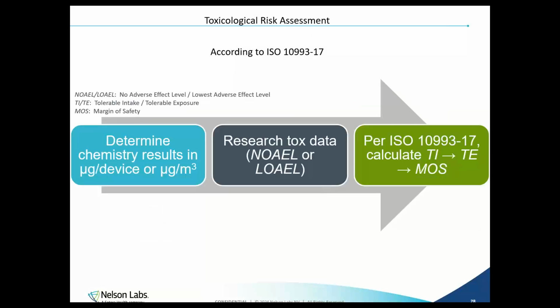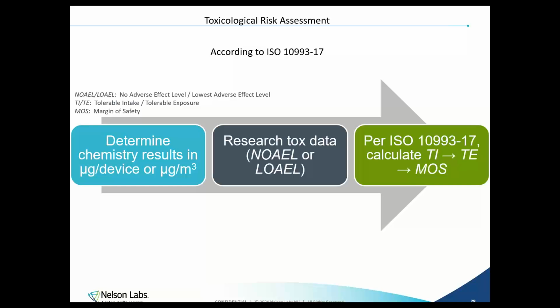While a tox risk assessment is quite challenging, the basic steps really are not. You generate your chemistry results for your medical devices, and this is done with the previously discussed robust testing. Additionally, from the results, these compounds may be grouped or assessed separately. And then research available toxicological data for each compound from literature reviews. From these reviews, we try to look for no adverse effects level or lowest adverse effect level. This is typically referred to as the point of departure.